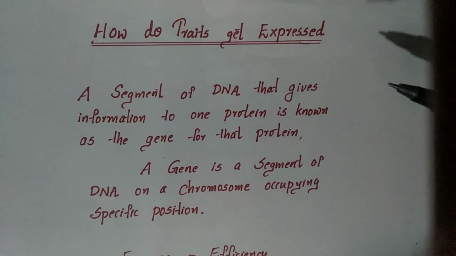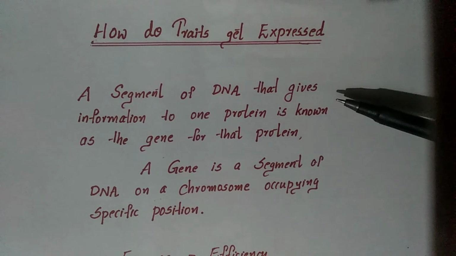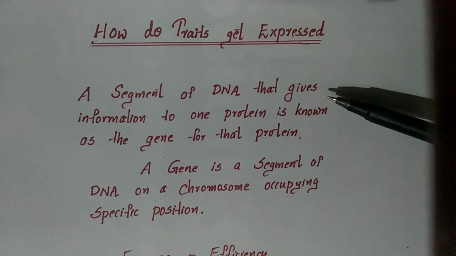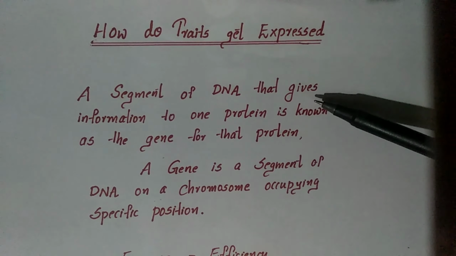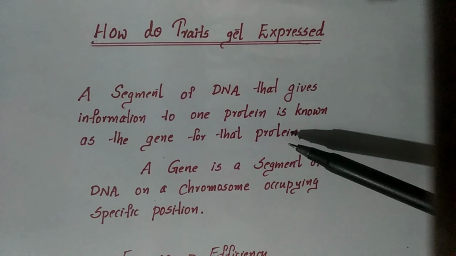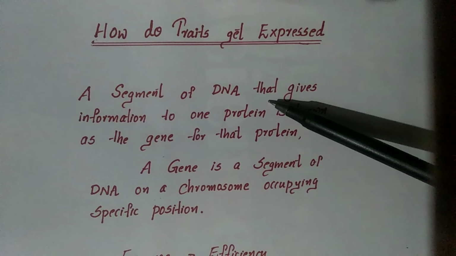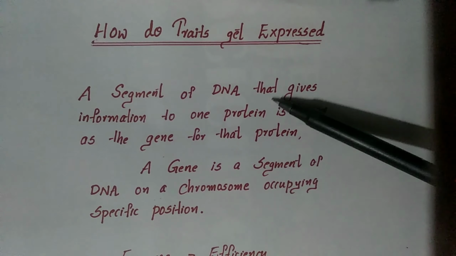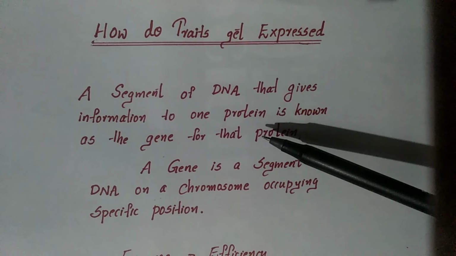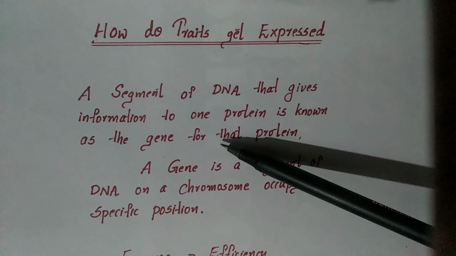So as we know, cellular DNA. DNA is present inside the nucleus, that is, chromosomes are present and the chromosomes are made up of DNA strands. So a segment of DNA that gives information to one protein is known as the gene for that protein. We know that the nucleus consists of chromosomes. Chromosomes are made up of DNA and the DNAs are made up of genes. So these gene structures are meant for a particular trait.